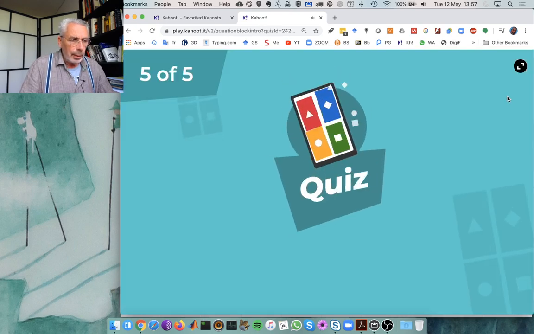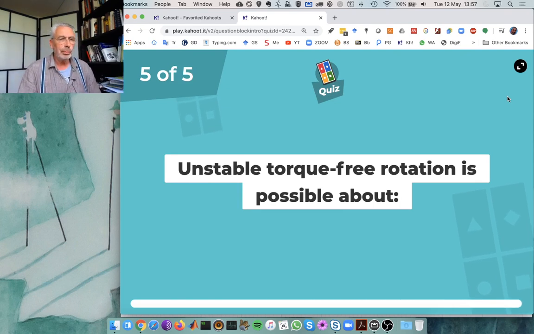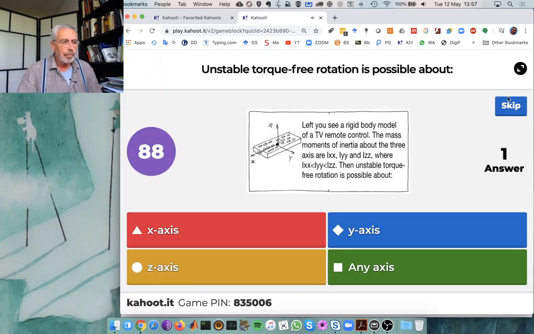Okay. Oh, we're already at the last question. That's when you're having fun, right? Here we see a remote control. It has 3 distinct mass moments of inertia, and there's an order: X is smaller than Y is smaller than Z. And then the question is: unstable torque-free rotation is possible about which axis?